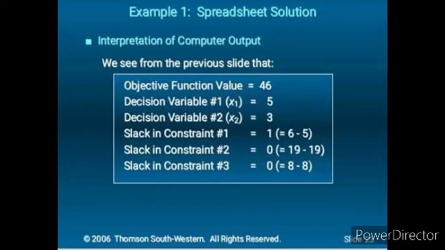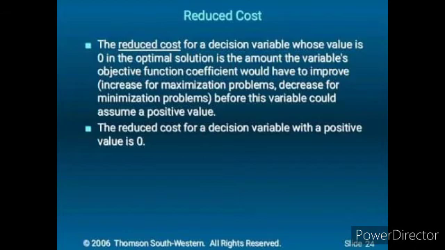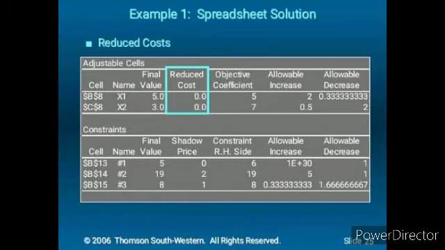Slack in constraint number 1 is equal to 1. Slack in constraint number 2 is equal to 0. Slack in constraint number 3 is equal to 0. Reduced cost. The reduced cost for a decision variable with a positive value is 0. Example 1. Spreadsheet solution. This is the spreadsheet solution of reduced cost.